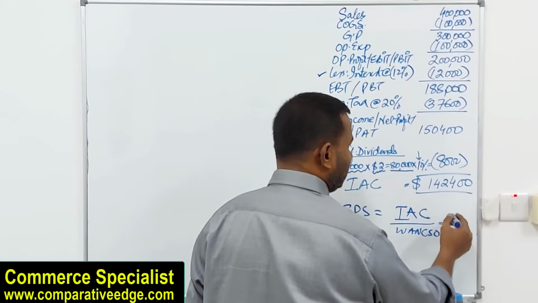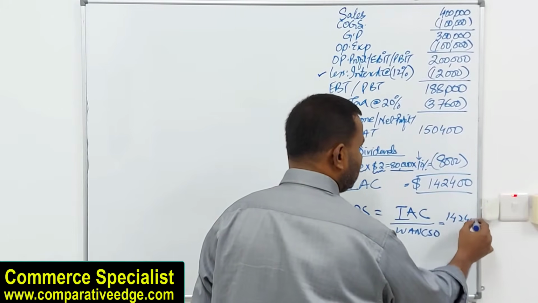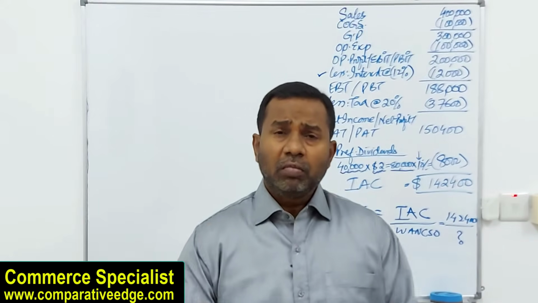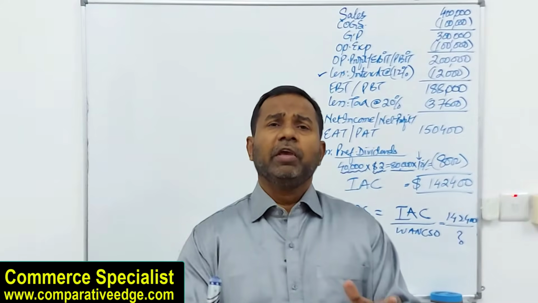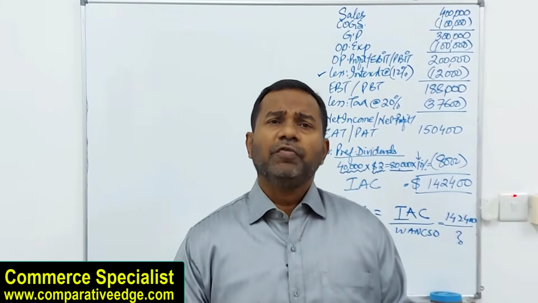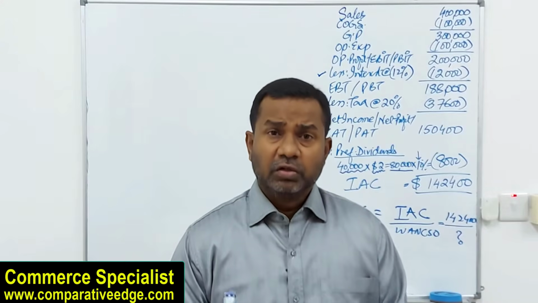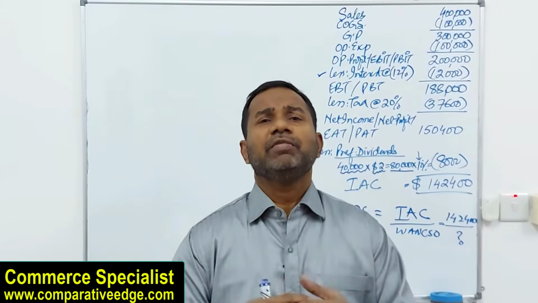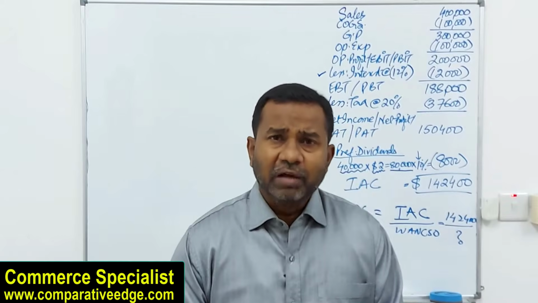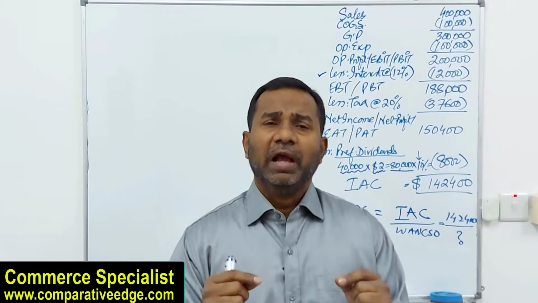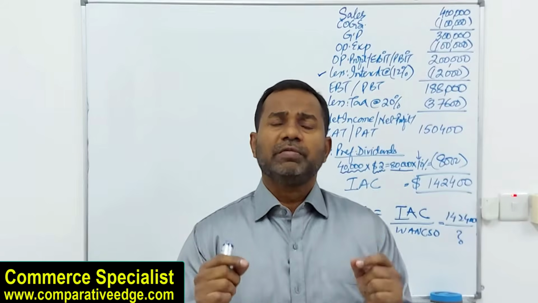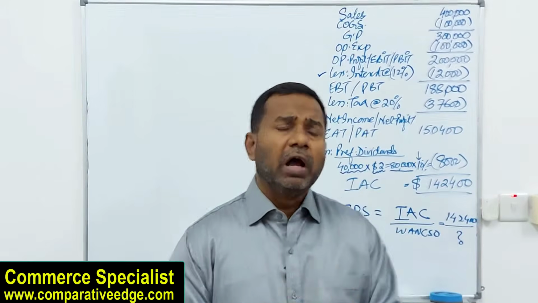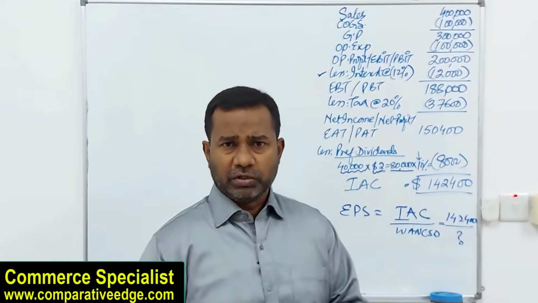So yes, I have the numerator. This is 142,400. Now the question is, what is the weighted average number of shares? Here again, guys, I am giving you the detailed calculation of all the possibilities to calculate the weighted average number of common shares outstanding. Common shares outstanding means shares which have been issued so far. So I'm going to include some transactions of shares, and looking at them, I will explain how to calculate the weighted average number of shares outstanding.